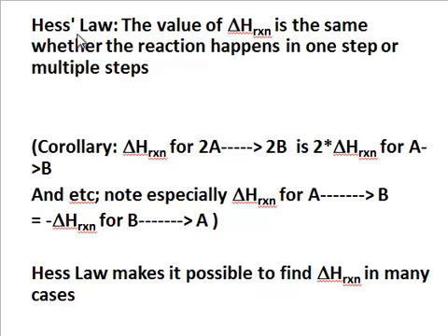In general, Hess's law says the value for the heat of reaction is the same whether the reaction happens in one step or in multiple steps. In other words, the value of delta H that we found on the last slide of the presentation is the one correct value for delta H for going from C plus O2 to CO2.